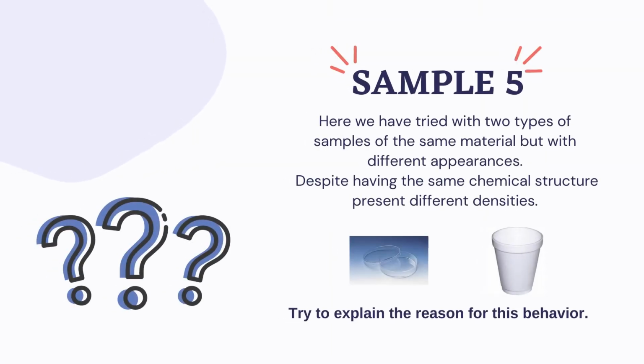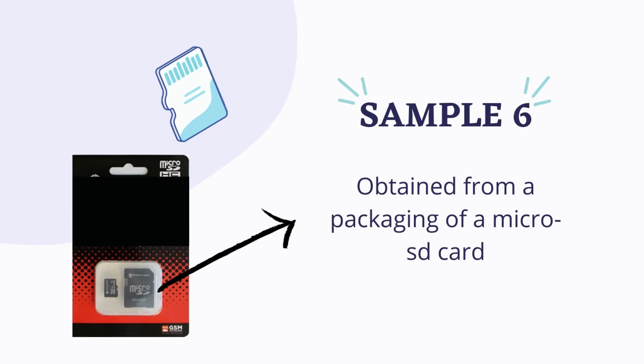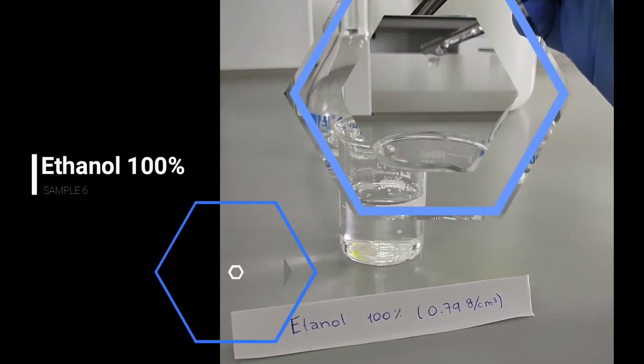Here we have experimented with two samples that have the same chemical structure, however they presented different densities. Try to explain the reason of this behavior, why the densities are so different. Finally, the sixth sample was obtained from a packaging of a micro SD card.